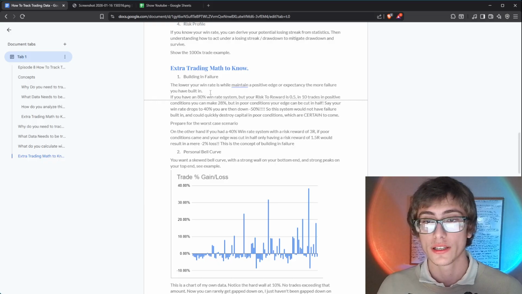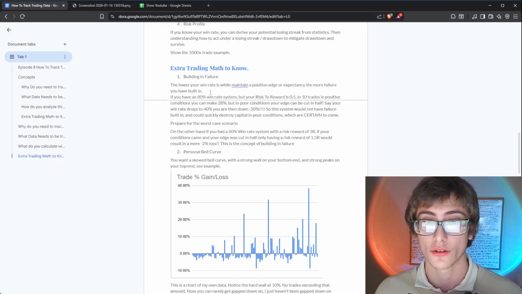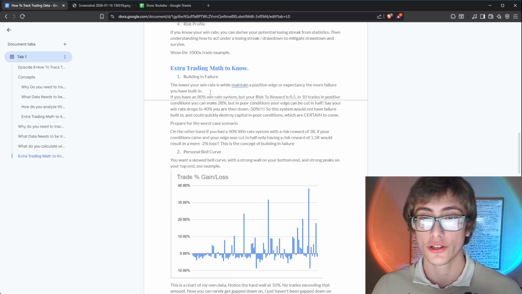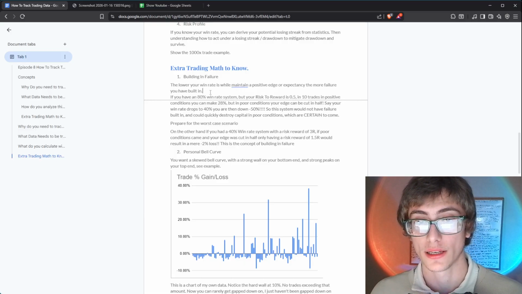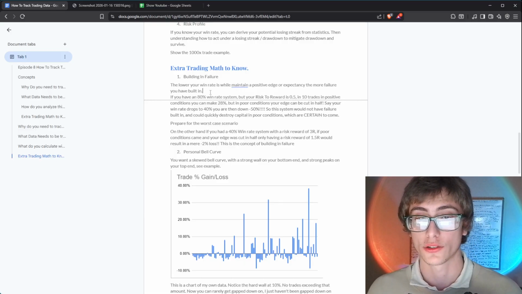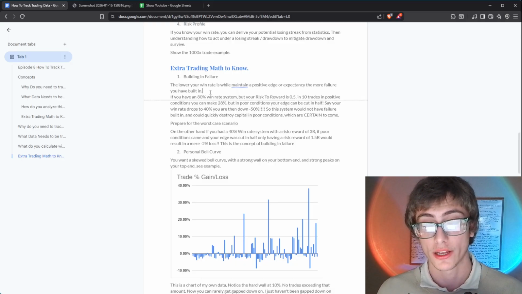So in 10 trades in positive conditions, you would make 28%, or you could make 28%, right? But in poor conditions with your edge cut in half, your win rate drops to 40%. You are then quickly down 50%, a minus 50% drawdown. So this system would not have failure built in and could possibly just quickly destroy capital in poor conditions, which are certain to come eventually, right?